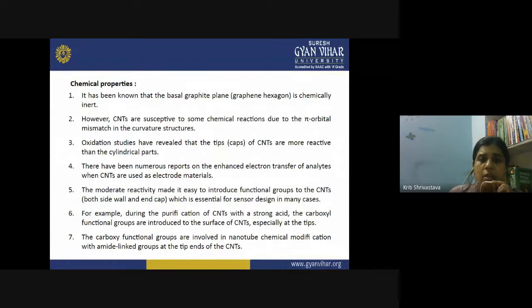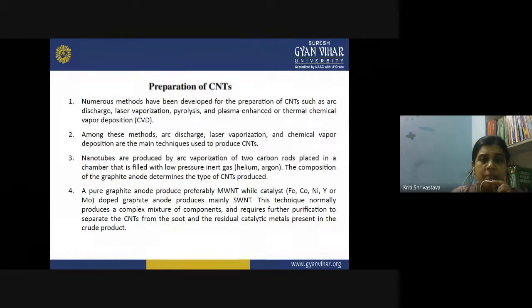So that is all for the chemical properties of carbon nanotube. Now let us move forward and discuss how we can prepare carbon nanotubes. Numerous methods have been developed for the preparation of carbon nanotubes, like the arc discharge method, laser vaporization method, pyrolysis method, plasma enhanced or thermal chemical vapor deposition. These are several methods.